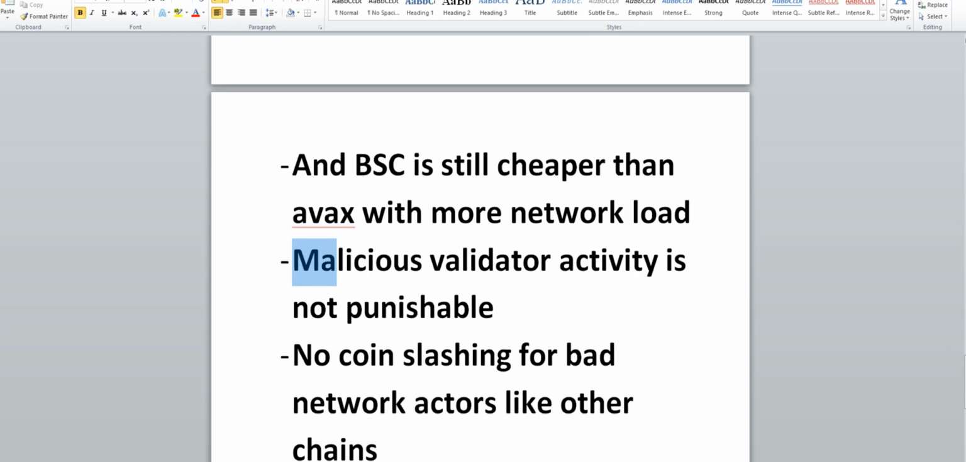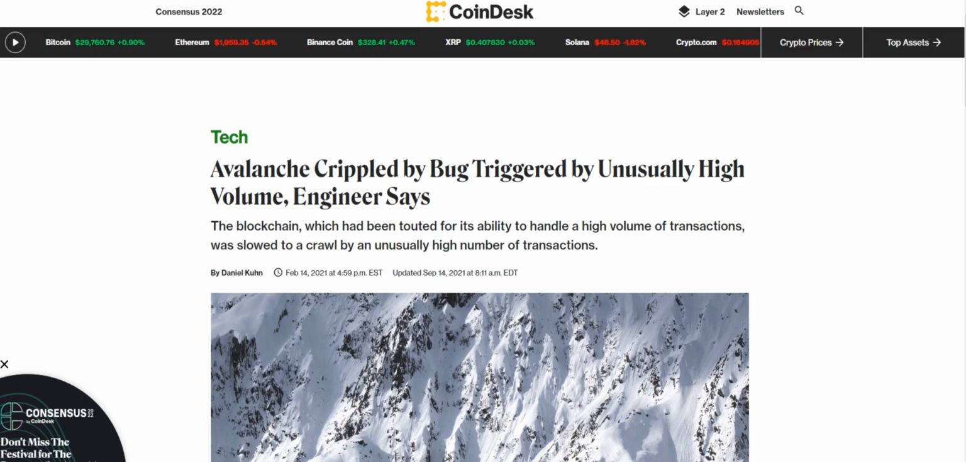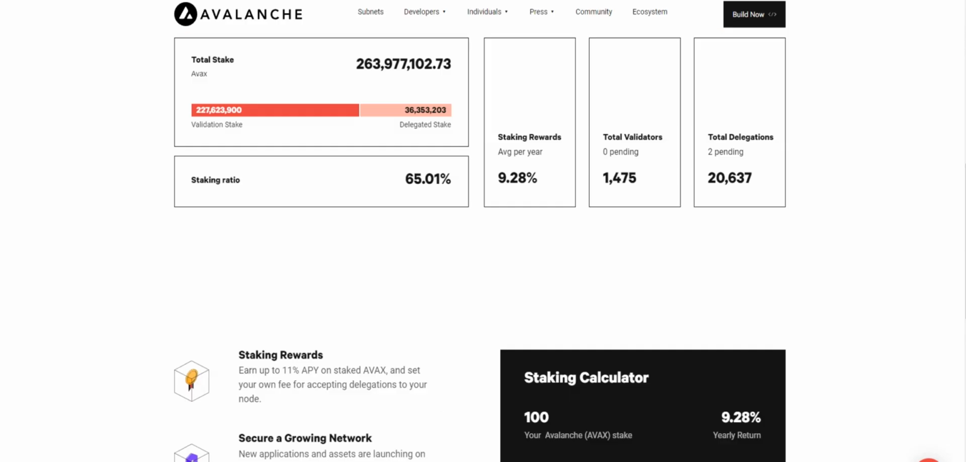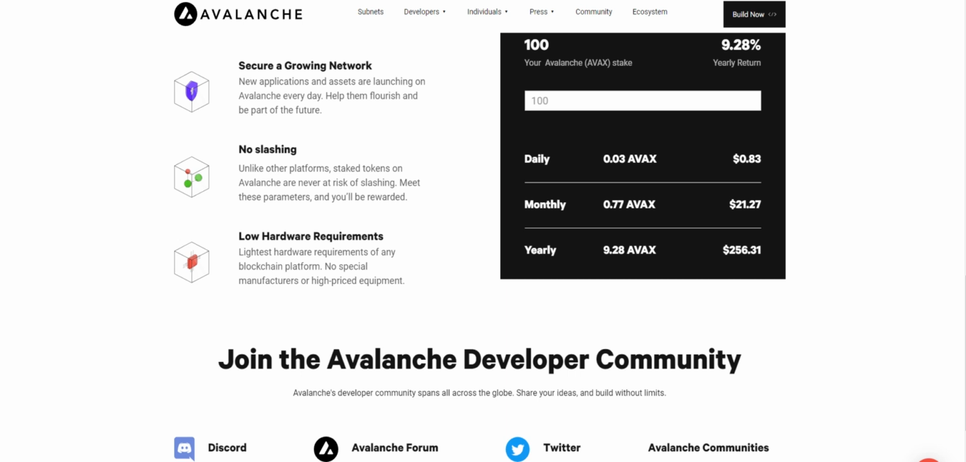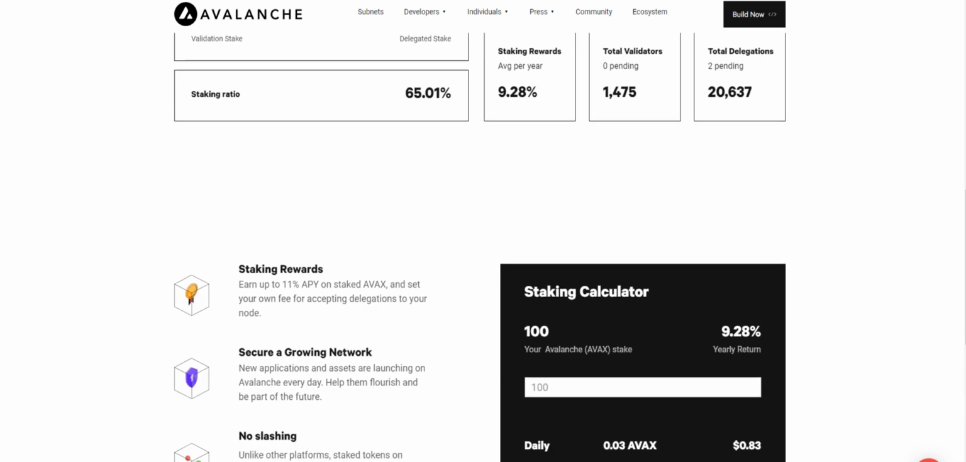This is another point. Malicious validator activity on AVAX is not punishable. You heard it right. There's no coin slashing for bad network actors like on other chains. What does this mean? Let me show you guys something. So let's scroll down over here. I'll show you guys where it is.